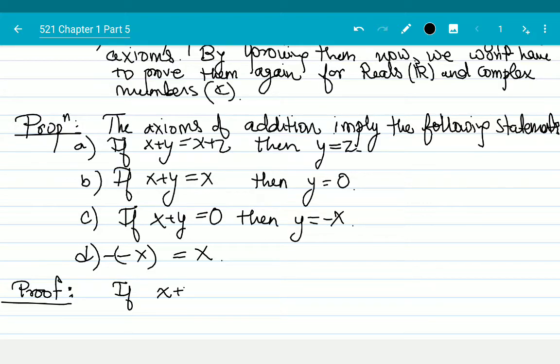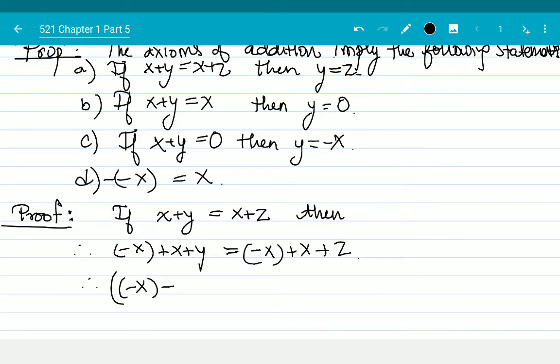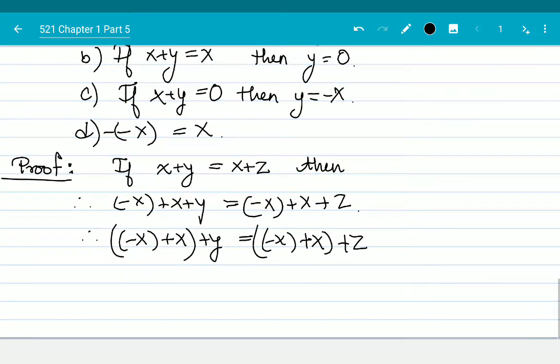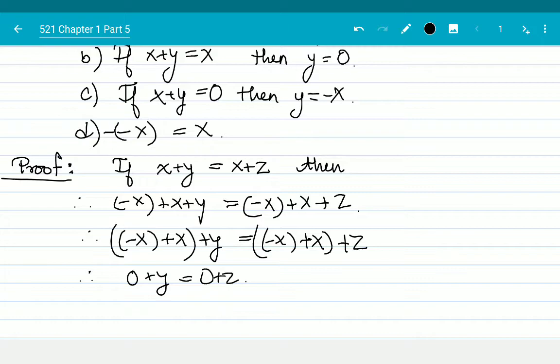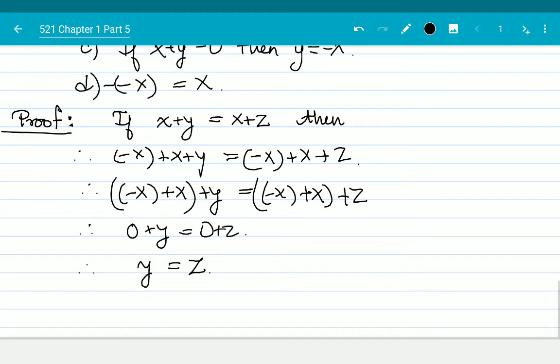If x plus y is equal to x plus z, then therefore negative x plus y is equal to negative x plus z, which implies therefore 0 plus y is equal to 0 plus z, and therefore y is equal to z. Okay.